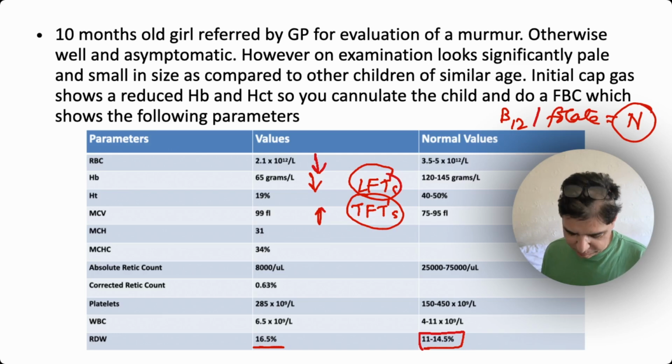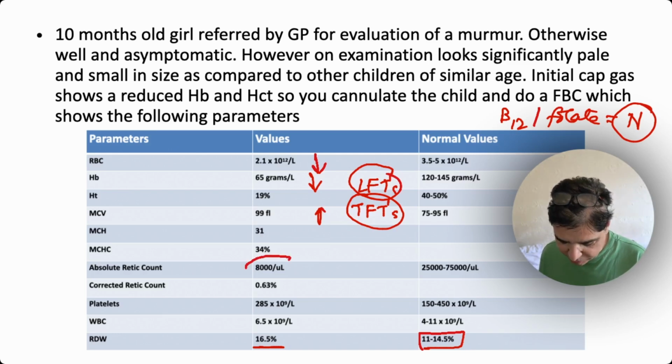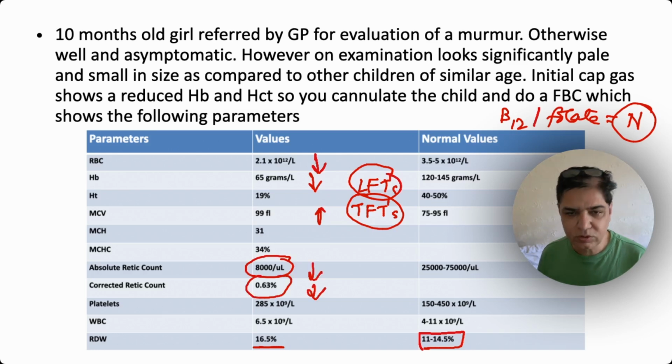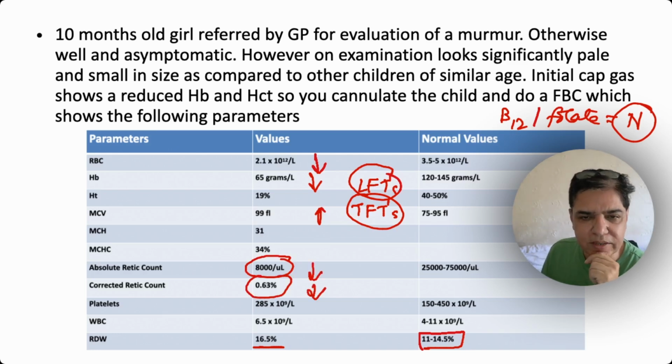And if you look here with that additional parameter, the absolute and corrected retic count is on the lower side. There is some problem with red blood cell formation, while the WBCs and platelets are not affected.